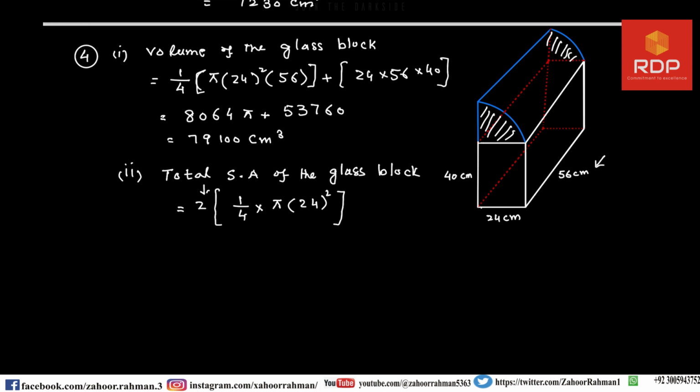Okay, now the second part is the surface area. Every side is two surfaces. So we are writing 40 multiplied by 24 plus 2 into 40 multiplied by 56.